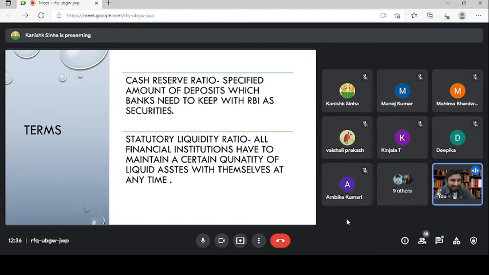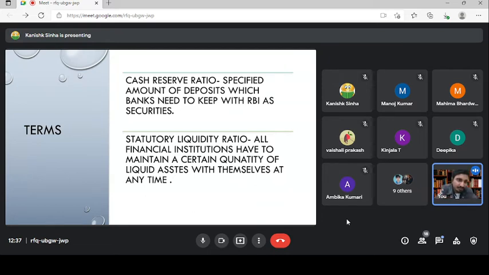Around 50,000 will be going as the cash reserve ratio, and the other 50,000, 1 lakh, whatever amount it is, will be kept by the bank in the form of security, that is the gold, that is the liquid asset, guys, that is compulsory. So every financial institution has to maintain a certain quantity of liquid assets with themselves. At any time of the year they will be asked to show their liquid assets. They will show that Vaishali Prakash has deposited 1,000 rupees. Out of the 1,000 rupees, I have kept 200 as the cash reserve ratio, 100 I have deposited in gold, in the government security. This is my liquid asset, and the other 800 or 700 which was left of Vaishali Prakash, I have given as a loan to Kijla. This is the statutory liquidity ratio.